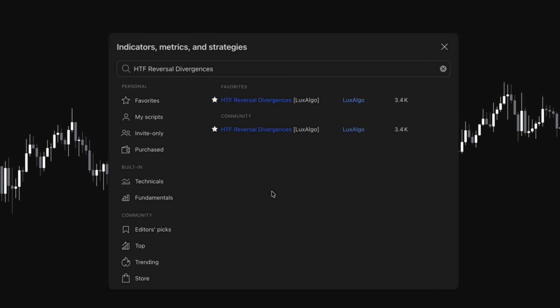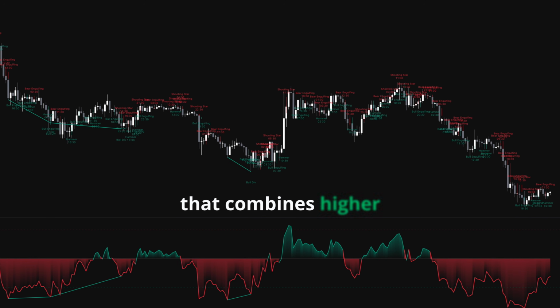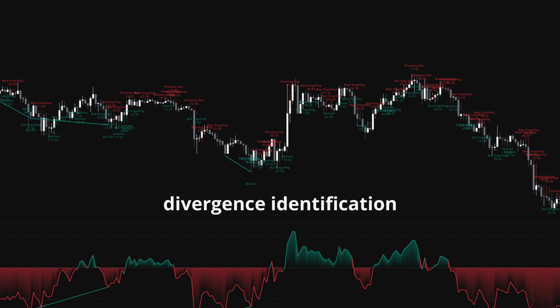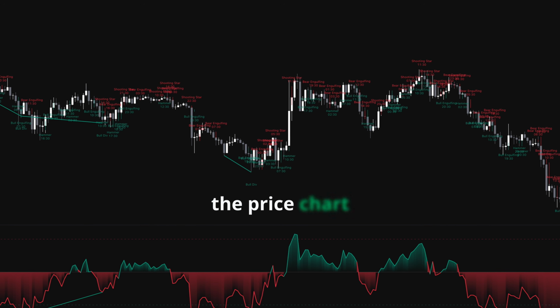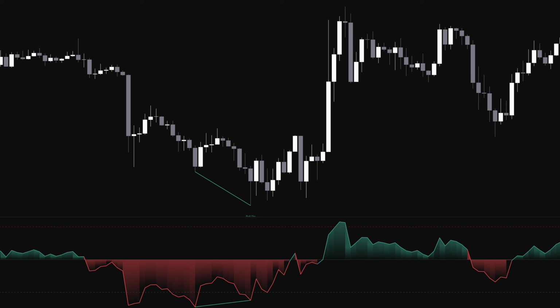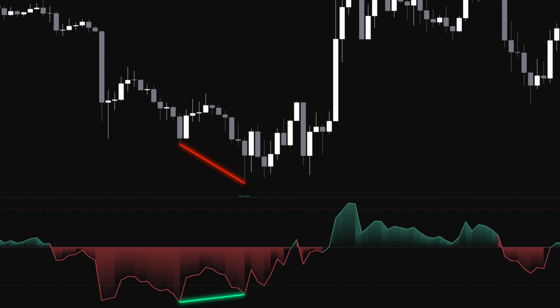HTF reversal divergences created by LuxAlgo is a separate pane RSI indicator that combines higher timeframe candlestick pattern detection with RSI divergence identification, overlaying the pattern visuals directly on the price chart while keeping the RSI and divergence lines in the indicator pane below. The RSI divergence logic uses pivot highs and lows with adjustable left and right look-back periods to find points where price makes a lower low, but RSI makes a higher low for bullish divergence, and the inverse for bearish. When confirmed, lines are drawn on both the price chart and the RSI pane connecting the relevant pivot points, with labels marking each signal.